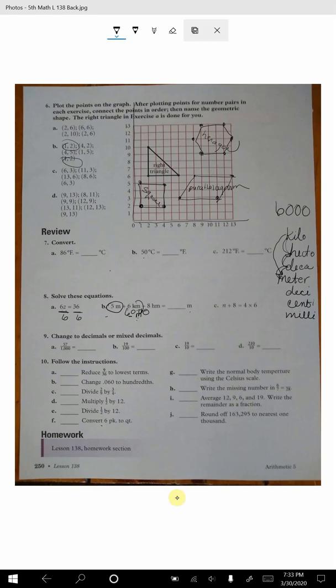Now I have to change hectometers to meters. So once again, I'm going from a larger to a smaller. But this time I'm starting here and I'm going down to here. So I'm still multiplying. I'm starting with an 8, but now I have 2 steps. So that's 800. So now I have 5 meters plus 6,000 meters minus 800 meters. And then tell me how many meters that is.